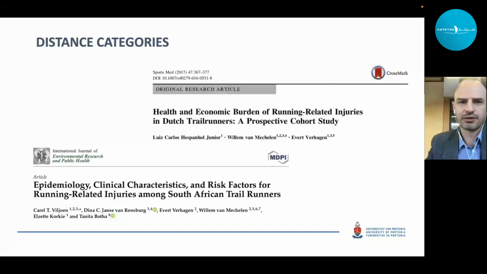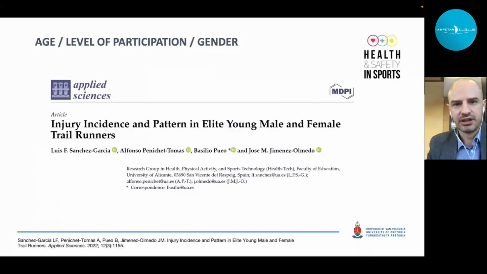If we just talk about age, level of participation and gender, very few studies have focused on this. This is one of the newest studies that now reports on the younger trail runner, which is fantastic, and also at elite level, which was not done before. So this is also an area where we need to dive in. How does an elite athlete's approach and mindset to the sport differ from a normal guy who just wants to complete the race and takes it a bit safer?